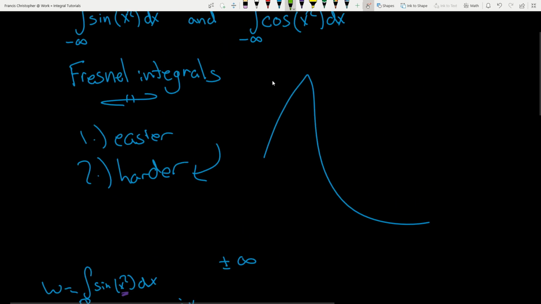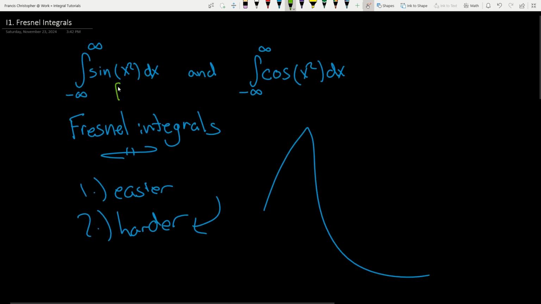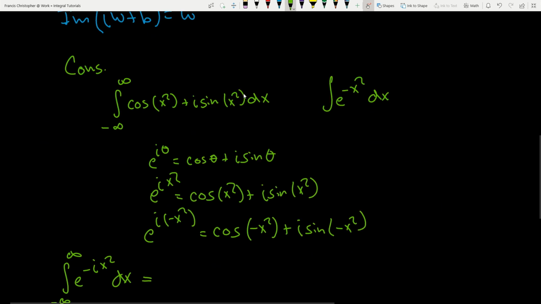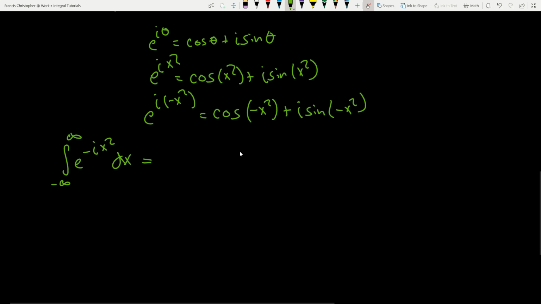So actually I'll go up. I'll call this Fs for Fresnel sine, and then I'll call this one Fc for Fresnel cosine. So as you can see, these are very close to those integrals. So let's integrate both sides.